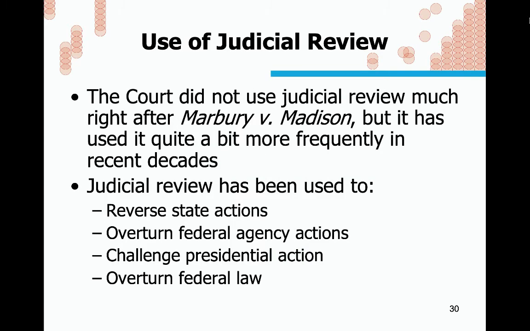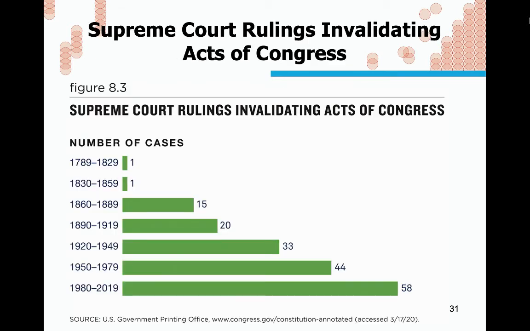The process of judicial review is one that allows the court to reverse state actions, to overturn federal agency actions, to challenge presidential action, to overturn federal law. So if any federal agency, the executive bureaucracy, the president himself, Congress, if these entities do anything outside of the Constitution, if that's challenged, the Supreme Court has the right to judicial review to nullify that action, right? So it was not really used often after Marbury versus Madison in 1803, but it has increased in recent decades, and you can see that here, right?